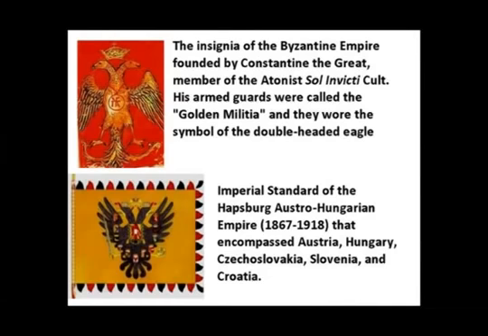Here it is again, as the insignia of the Byzantine Empire, founded by Constantine the Great, who, as we showed, was a member of the Atonist Sol Invicti cult. His armed guards were called the Golden Militia, and they wore the symbol of the double-headed eagle.